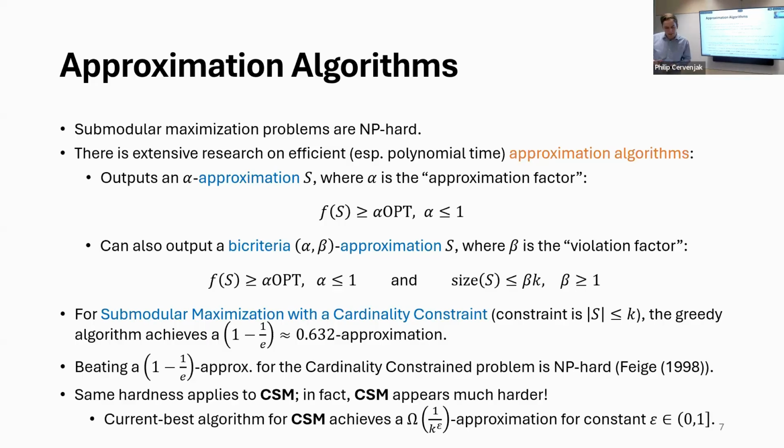And in fact, it's well known that beating this approximation for the simple problem is NP hard. So maybe you can see that this hardness of approximation also applies to our problem, because the simple problem is a special case of our problem. If we take a complete graph, it just reduces to the cardinality constraint problem. But actually, it seems, based on past research, that this problem is a lot harder than that, because the best algorithm achieves a 1 over k to the epsilon approximation for a constant value epsilon.